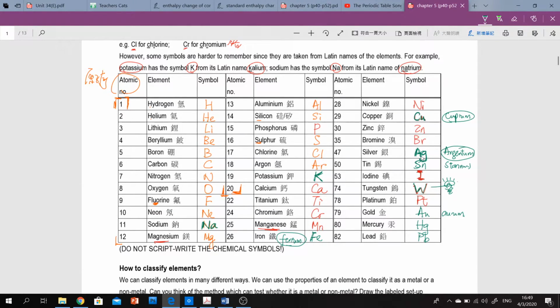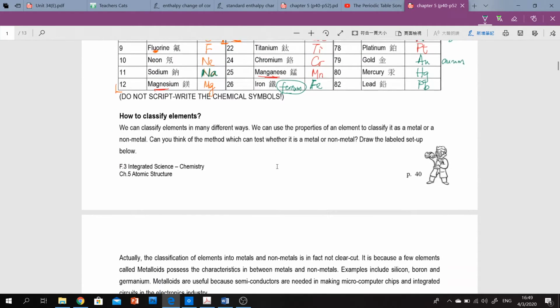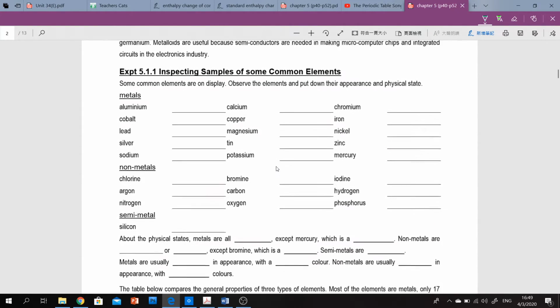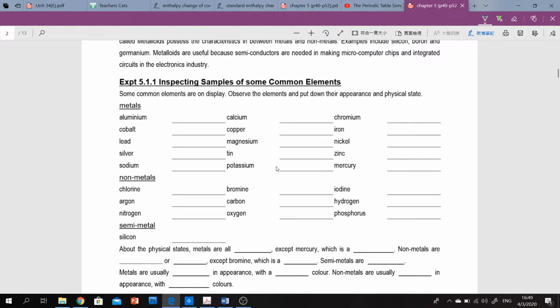Now, how to classify the elements? We are going to classify the elements in quite different ways. First of all is by appearance. You may be seeing metals, non-metals, or even what we call semi-metals. So let's check one by one.